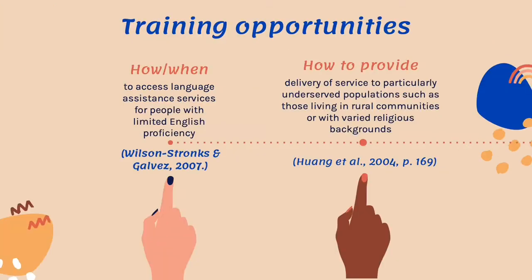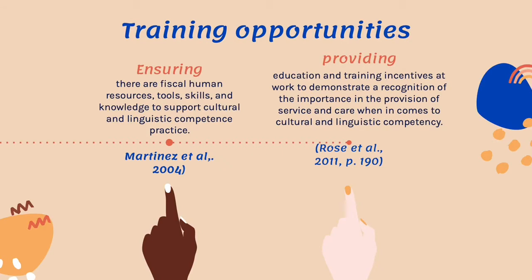The data that we could collect to provide these services could be, for example, gender, race, ethnicity, language preference, religion, and more. And while we're speaking of policies to adopt, I wanted to mention just a few of the training opportunities that have been identified that could be implemented in the mental health field when it comes to CLAS training: how and when to access language assistance services for people with limited English proficiency; how to provide delivery of service to particularly underserved populations, such as those living in rural communities or with varied religious backgrounds; ensuring that fiscal resources, human resources, tools, skills, and knowledge to support cultural and linguistic competence practices are available for the organization; and providing education and training incentives at work to demonstrate a recognition of the importance of the provision of services and care when it comes to cultural and linguistic competency.